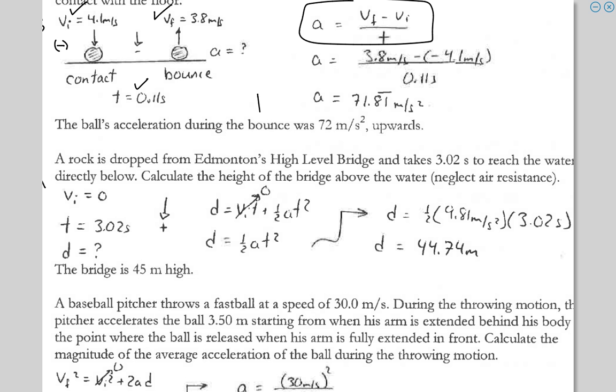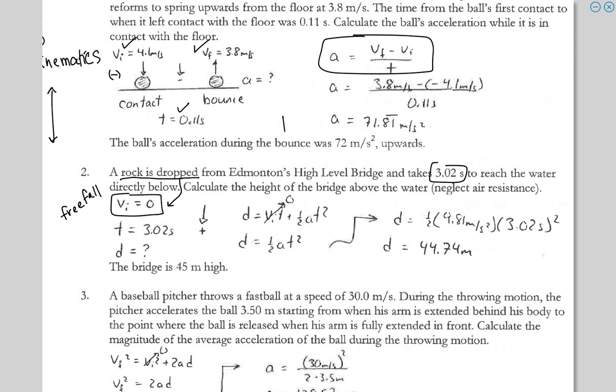A rock is dropped. Right there, you can put this down. In high school, lots of people will tell you to initialize your variables. Like, what are the variables we're working with? It sort of helps you stay organized. So if you see rock is dropped or a ball is dropped or object is dropped, initially velocity is zero. Right away, they give us a time. So we can jot that down.